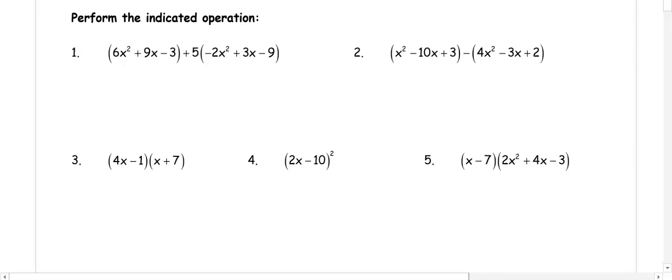This video is a review for the Unit 8 test. So first we're going to perform the indicated operation. Here we see there's a plus sign between, so we want to add our polynomials.